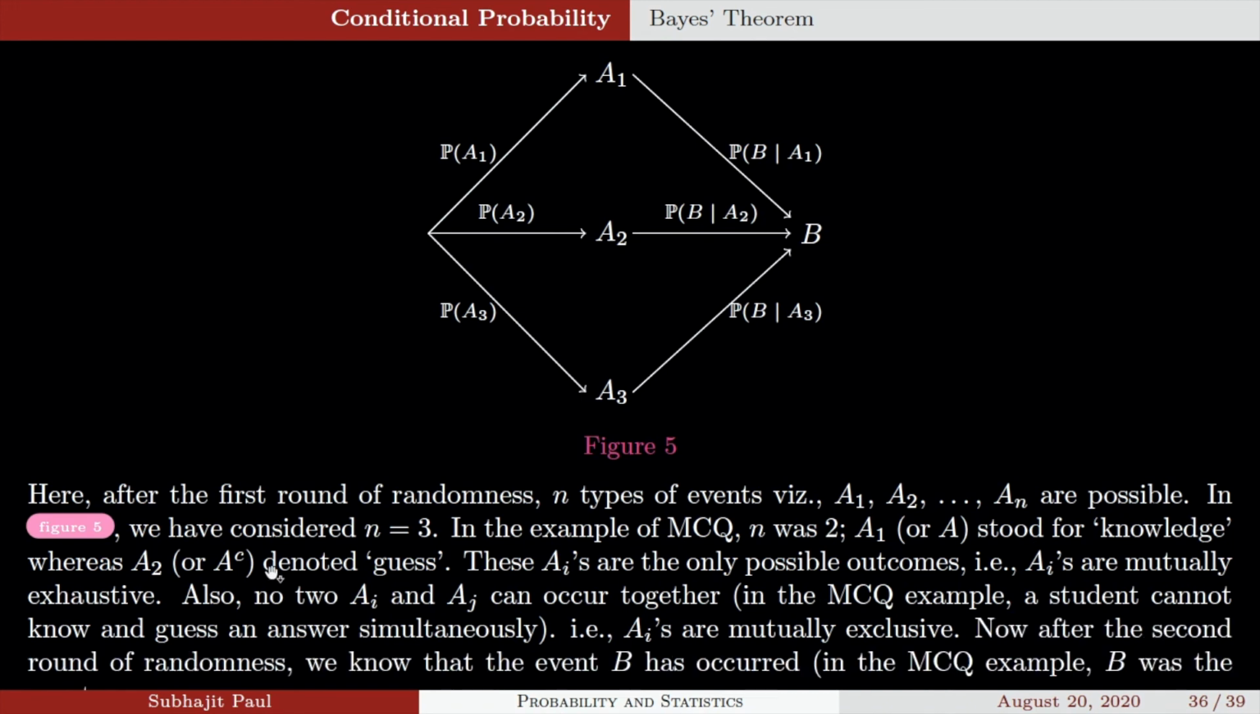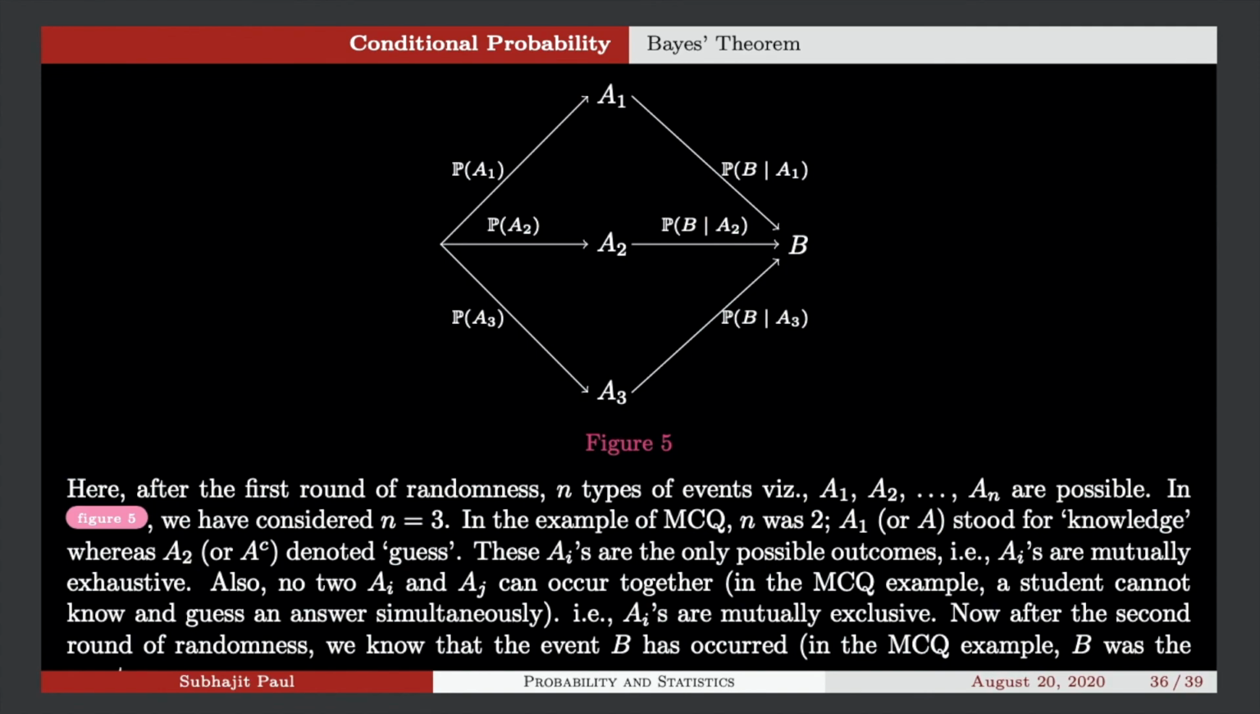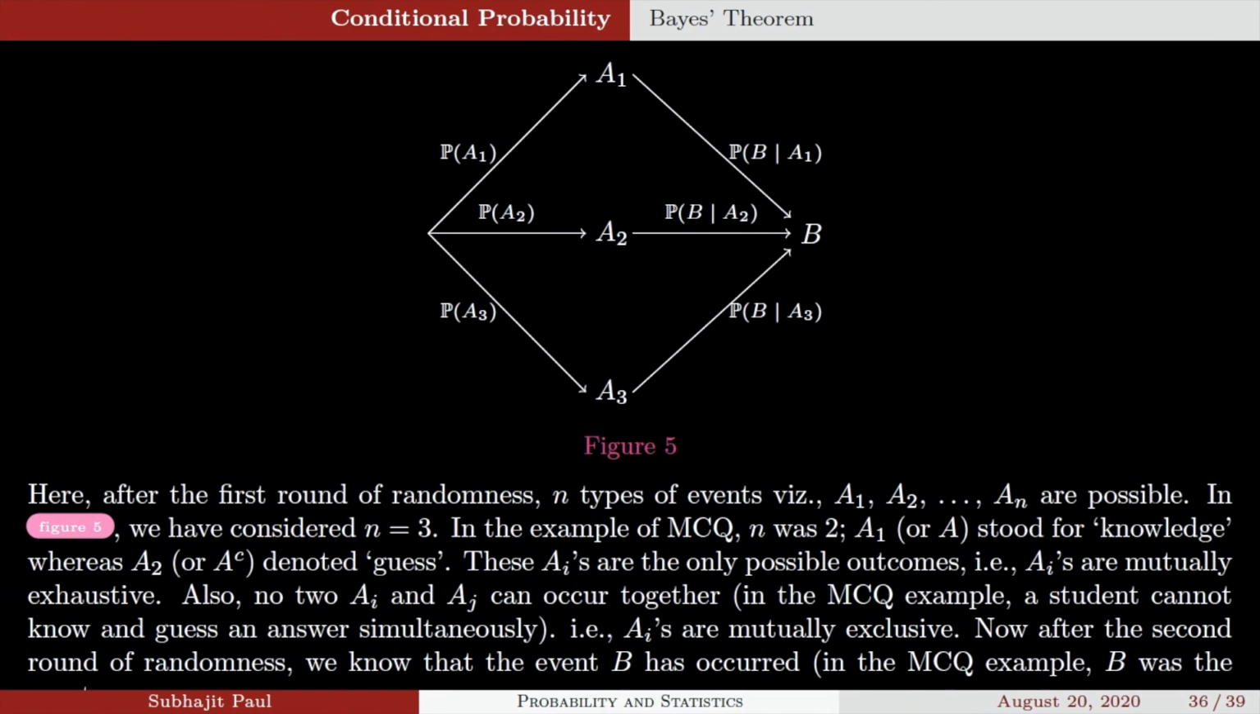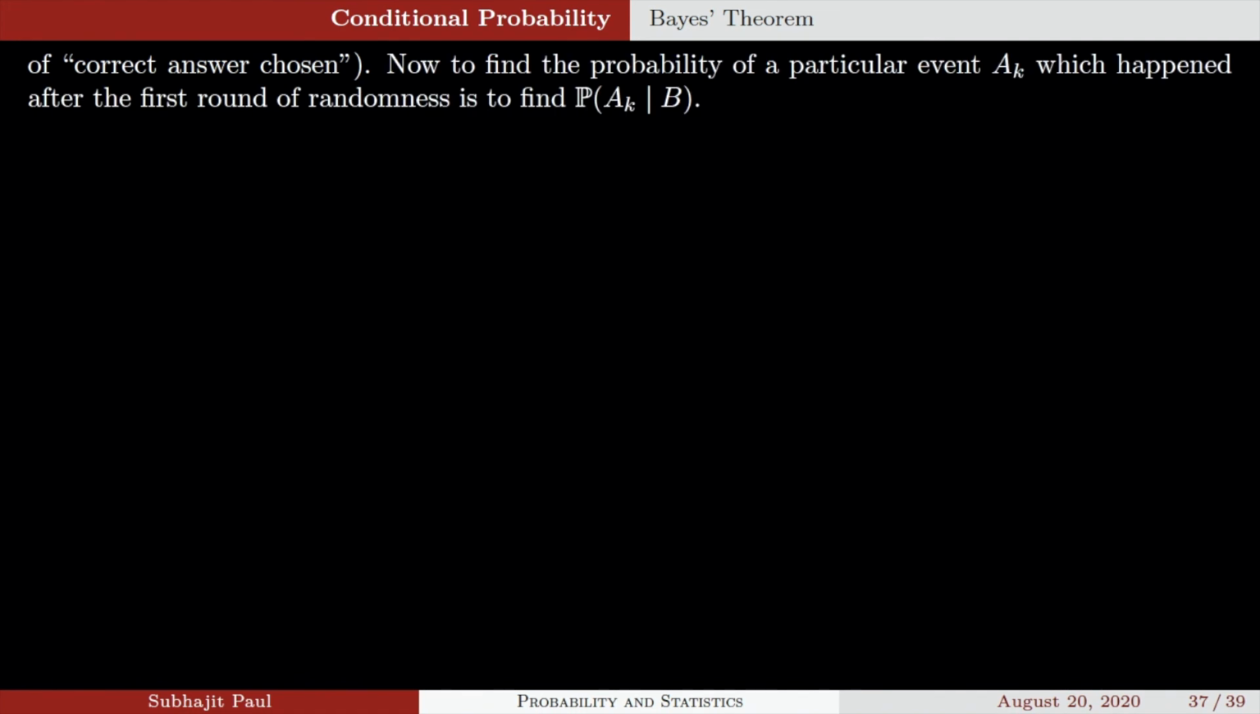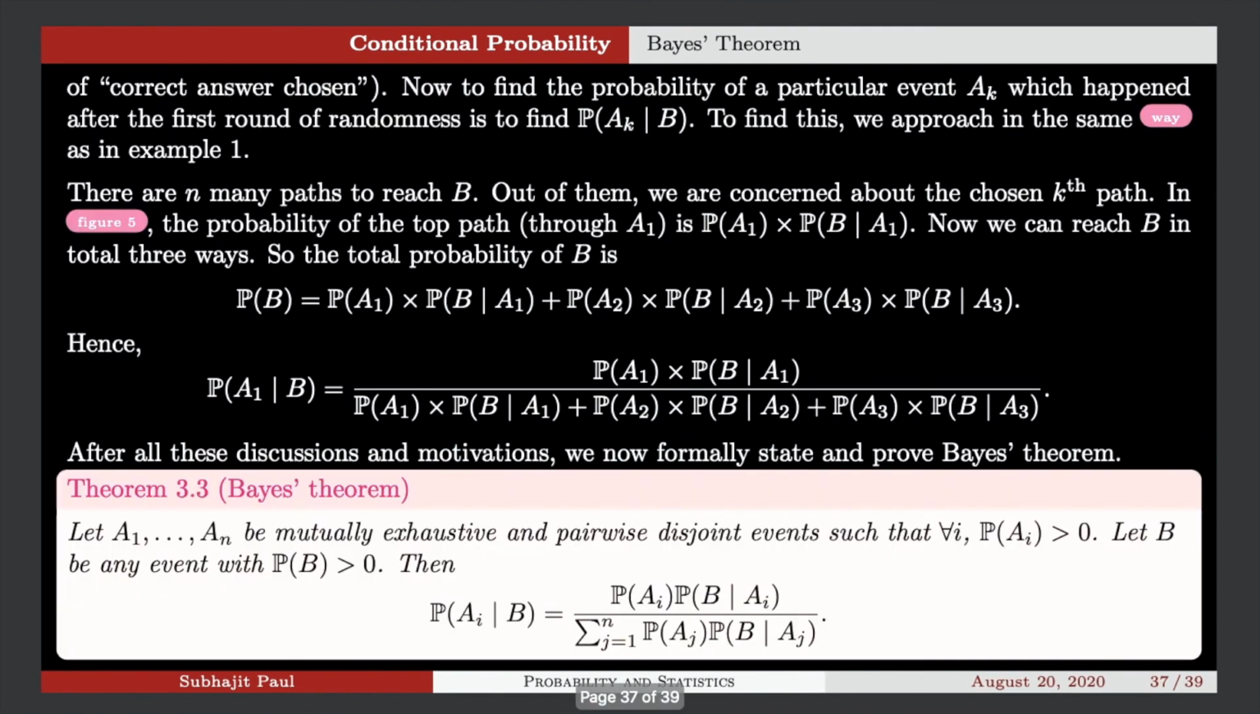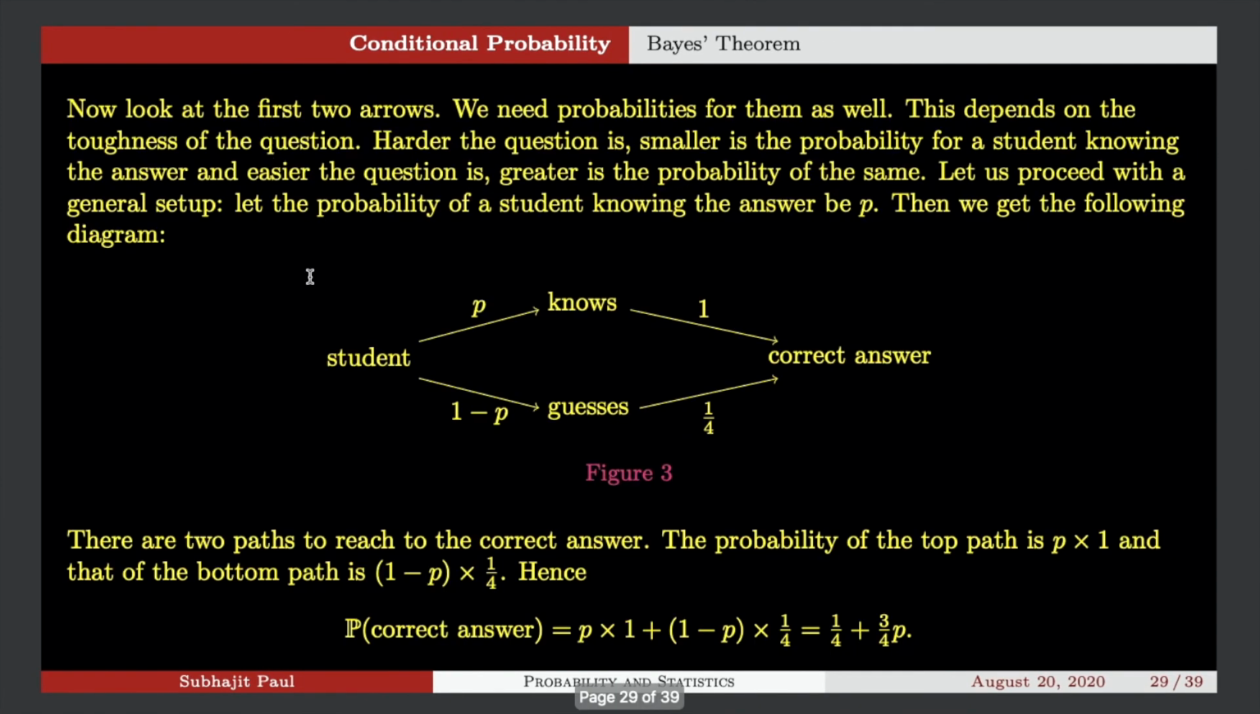Now, after the second round of randomness, we know that the event B has occurred. In the MCQ example, B was the choice that the correct answer was chosen. Now, to find the probability of a particular event Ak, which happened after the first round of randomness, is to find probability Ak given B. To find this, we approach the same way as in example 1. This entire process, what we did over here.